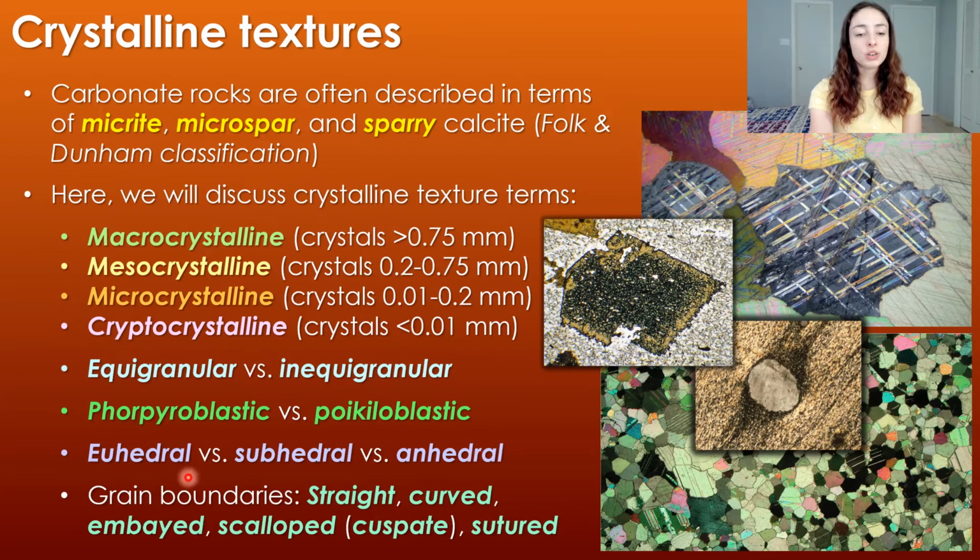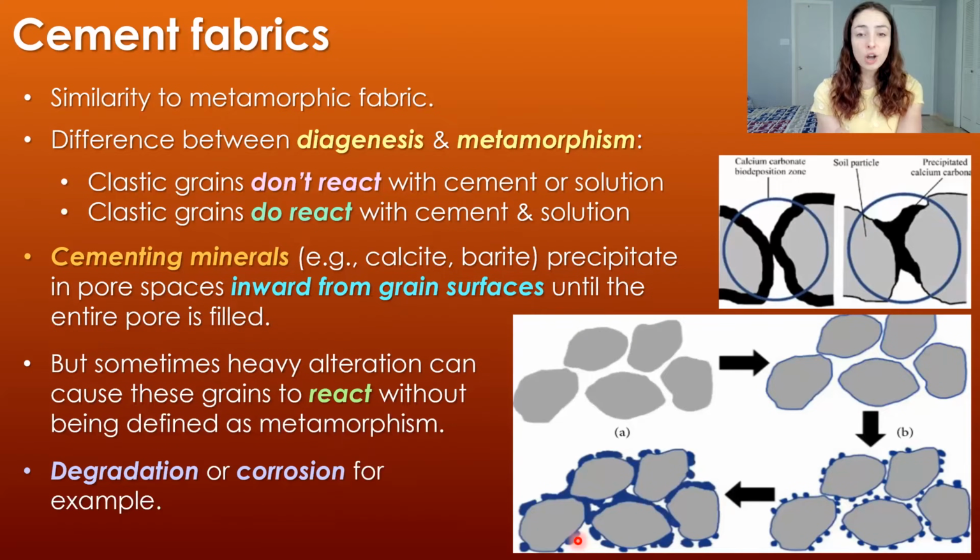Lastly, grain boundaries are also important textural terms when it comes to crystalline rocks, and these grain boundaries can either be straight, curved, embayed, which is something we'll show on a later slide, scalloped or cuspate, which is exactly what it sounds like, or sutured. And we'll also show an example of a sutured grain boundary on a later slide as well, and I'll point that out so you can see what that looks like. But to kick things off, let's start by talking about cement fabrics.